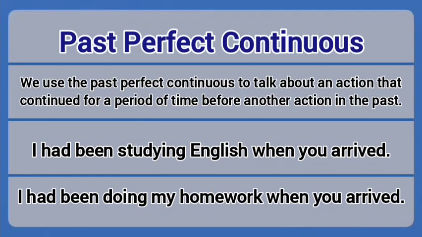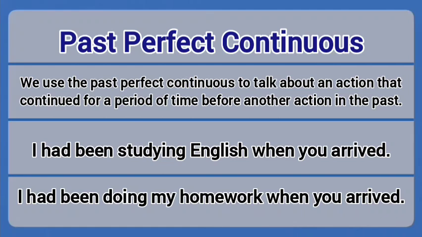The past perfect continuous. The key word is period. We use the past perfect continuous to talk about an action that continued for a period of time before another action in the past.